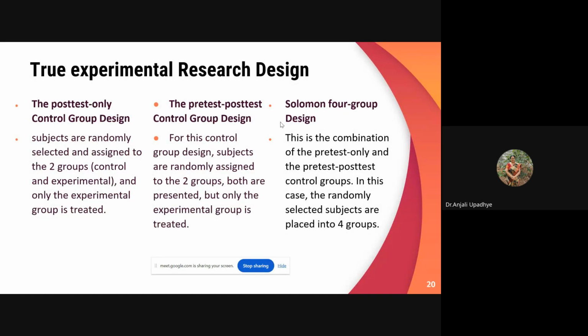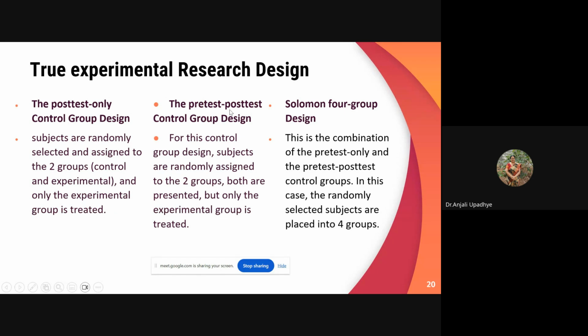In the true experimental study design, there is a post-test only control group design. Subjects are randomly selected and assigned to two groups. One is the experimental group or trial group, and the other is the control group. Only the experimental group is treated, not the control group. Why is the control group not treated? Because the standard results of the control group are already published, so there is no need to do the experiments on the control group patients.